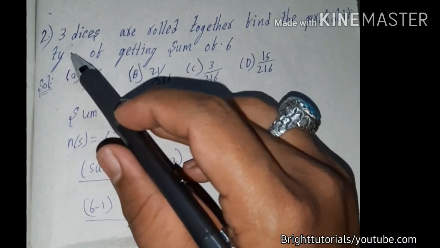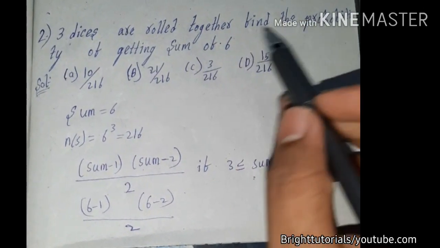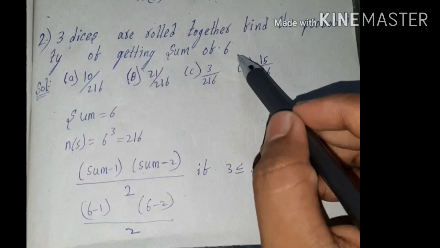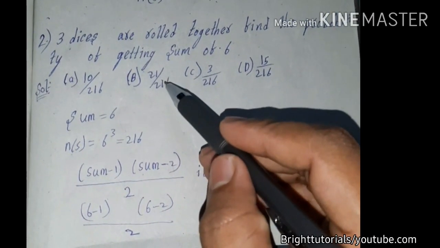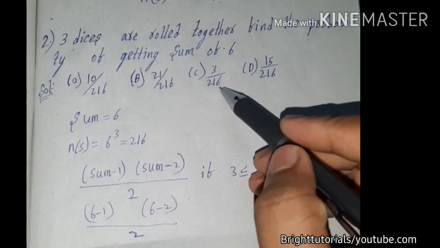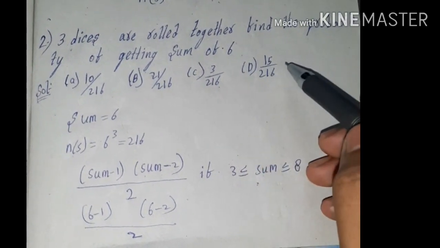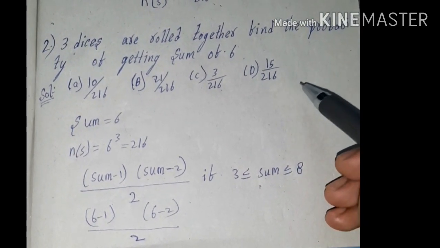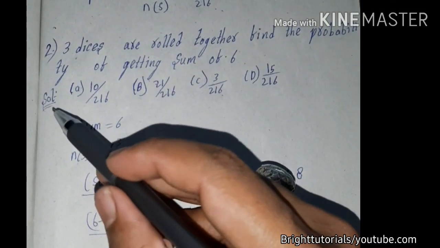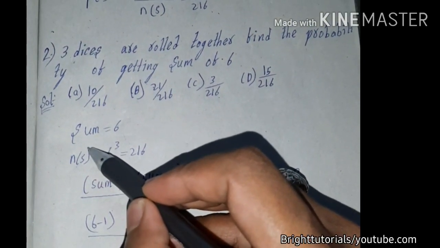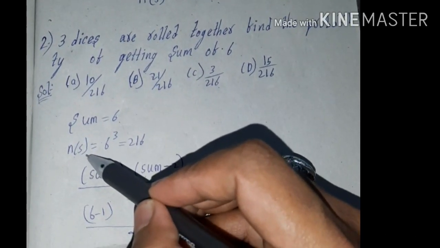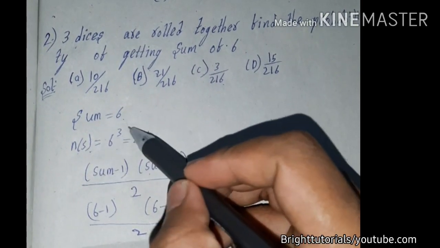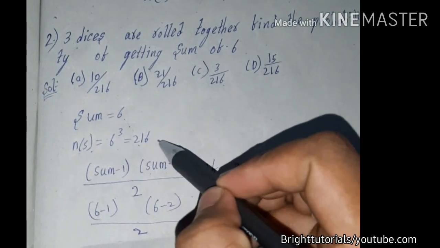The second question is: 3 dice are rolled together, find the probability of getting sum equals 6. The options are: option A is 10 by 216, option B is 21 by 216, option C is 3 by 216, and option D is 15 by 216. In this question the sum is given as 6. Same as before, we should find the sample space. N of s equals 6 cube, which equals 216.